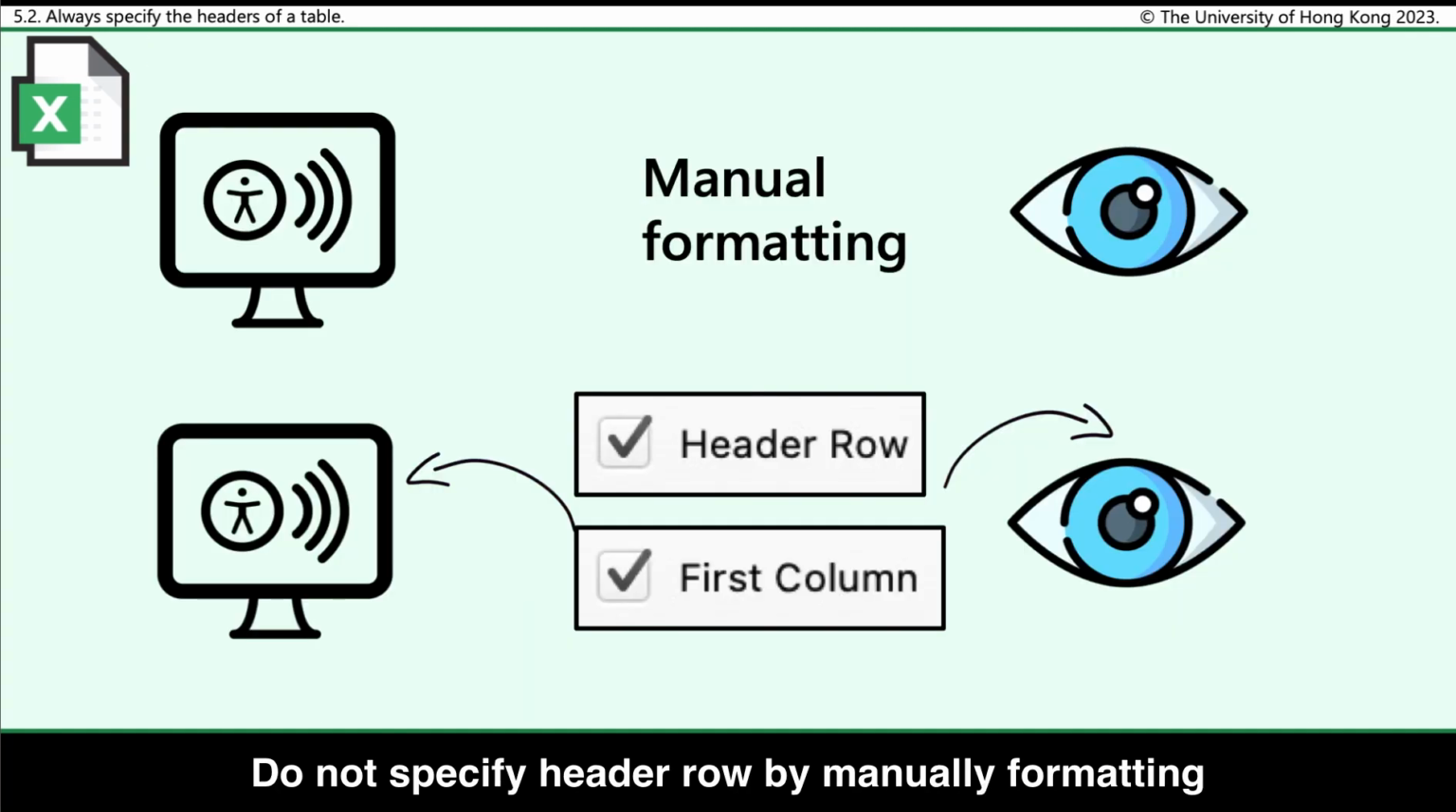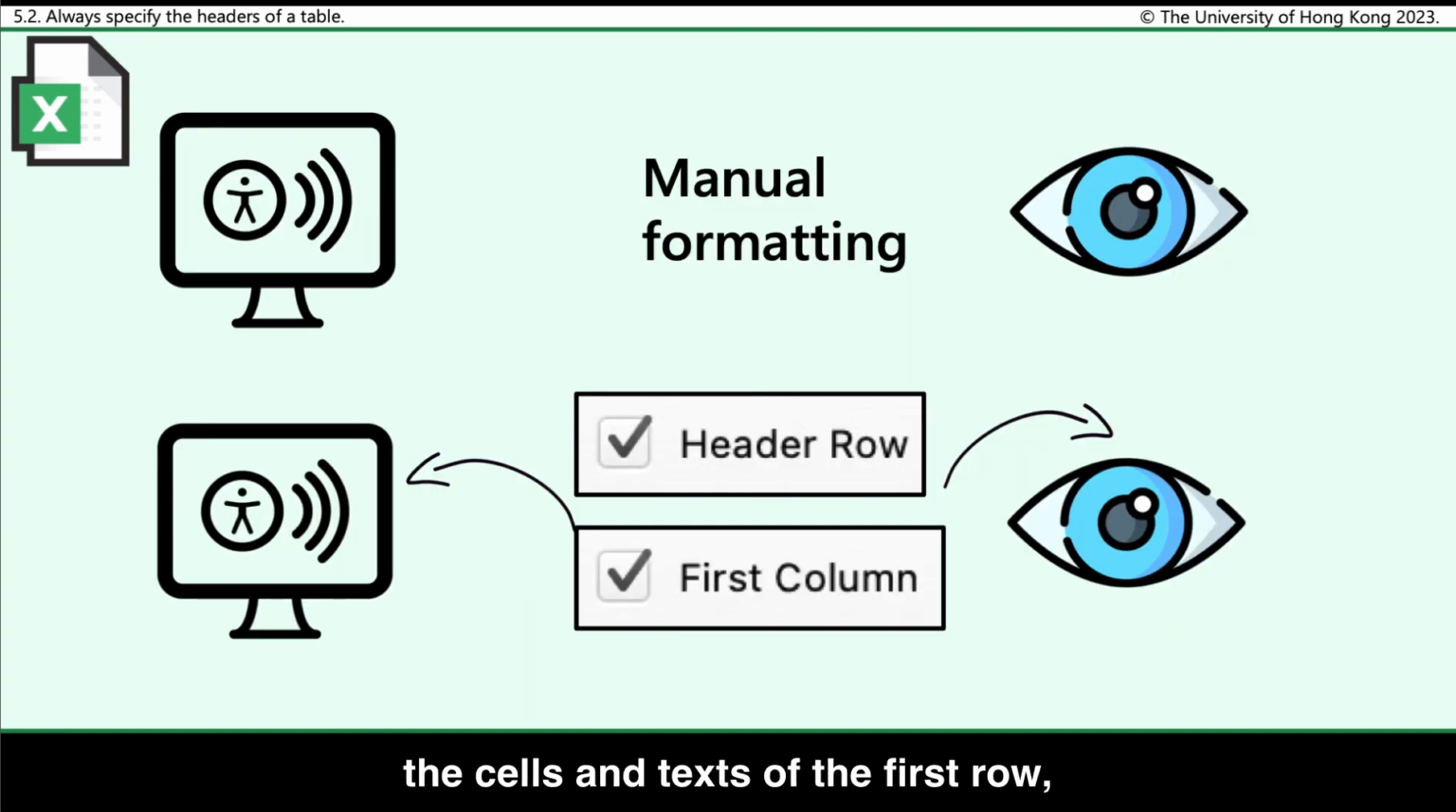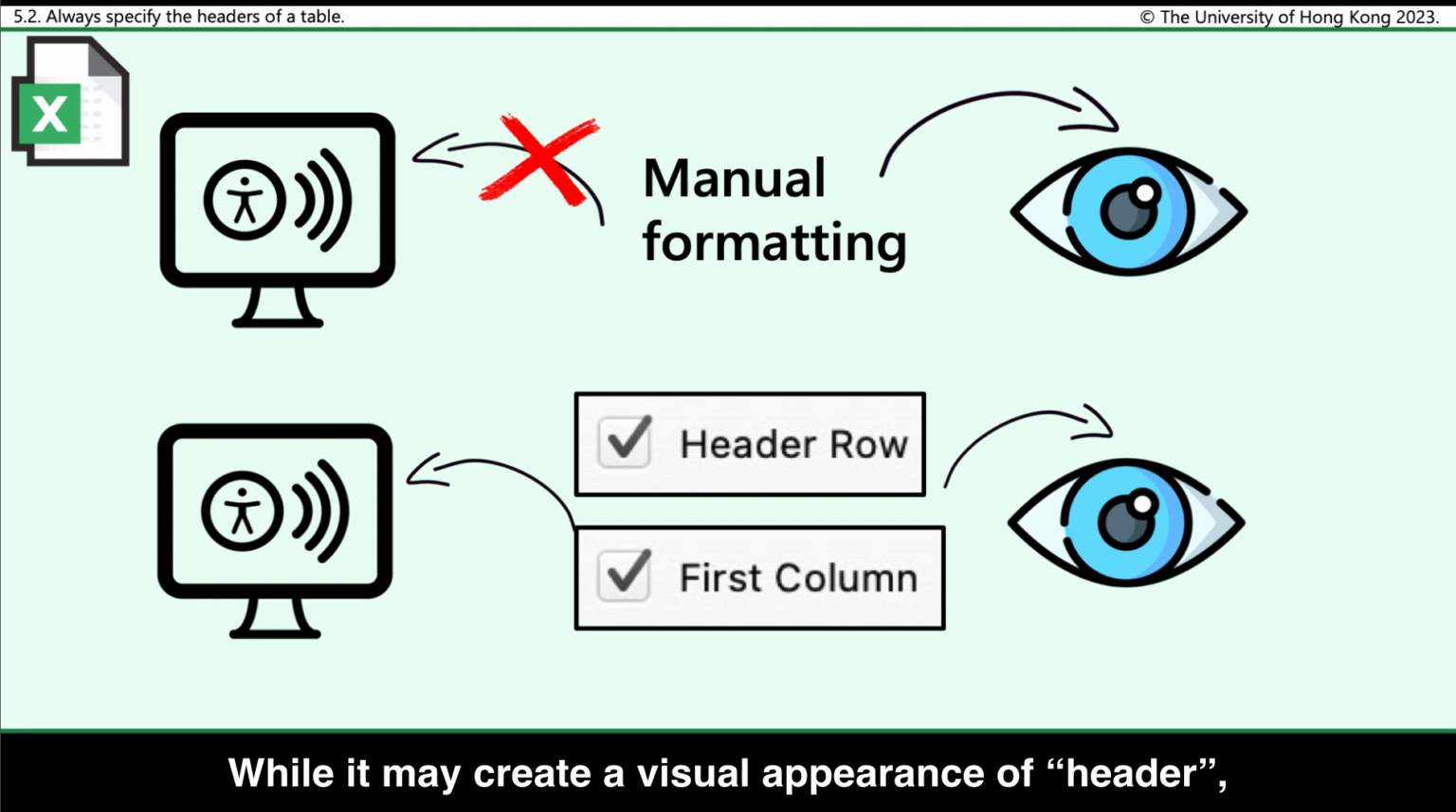Do not specify header row by manually formatting the cells and texts of the first row, for example, using bold and larger text. While it may create a visual appearance of header, screen readers cannot identify it as truly a header.